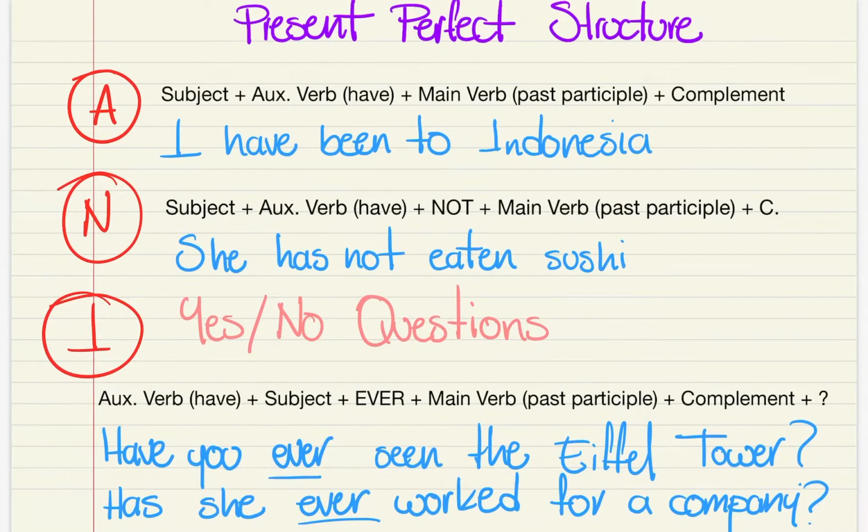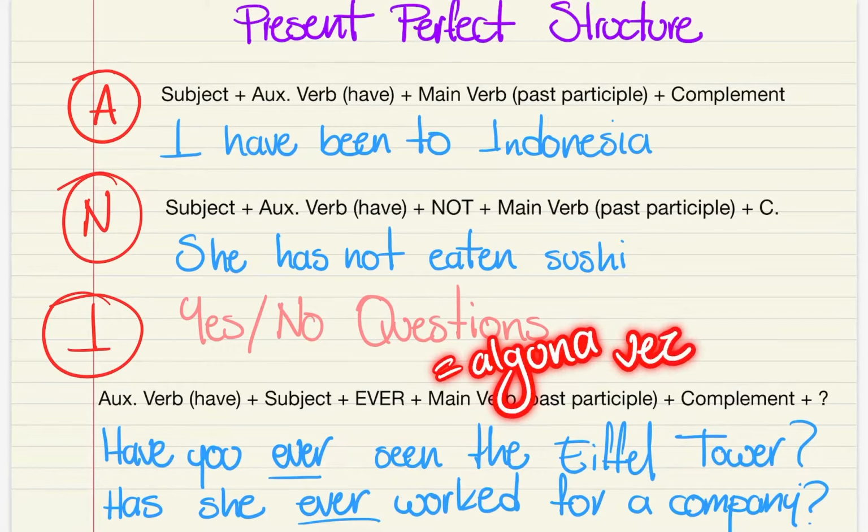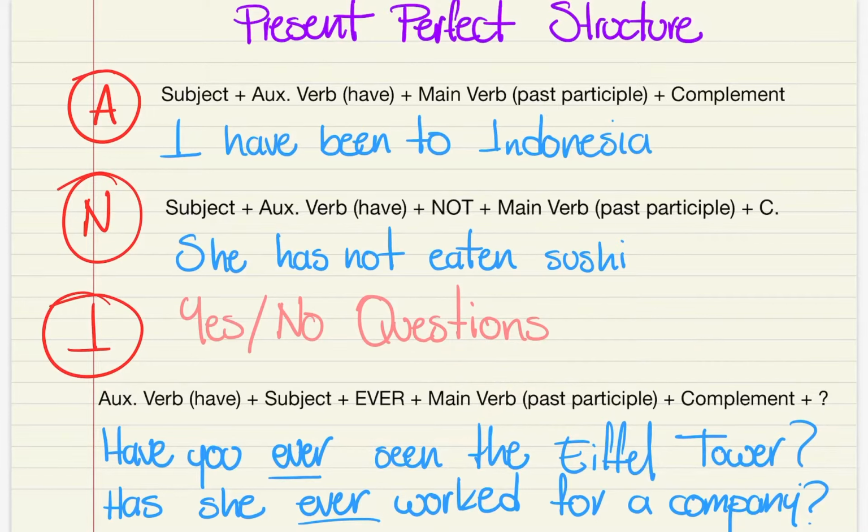Remember that last class we checked sentences including ever in our yes-no questions. Recuerden que la vez pasada vimos cómo incluir la palabra ever, que equivale a decir alguna vez, dentro de las yes-no questions en presente perfecto. ¿Ya? Have you ever seen the Eiffel Tower? ¿Has visto alguna vez la Torre Eiffel? Has she ever worked for a company? ¿Ha trabajado ella alguna vez para una compañía?